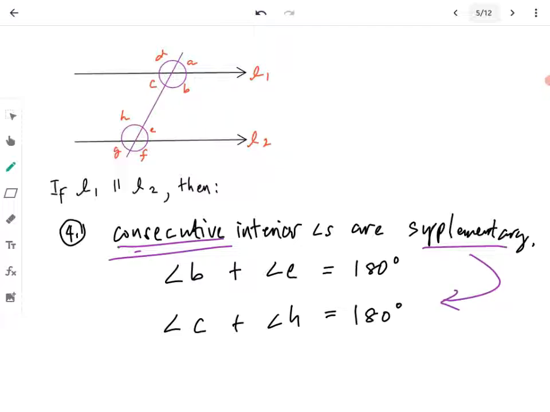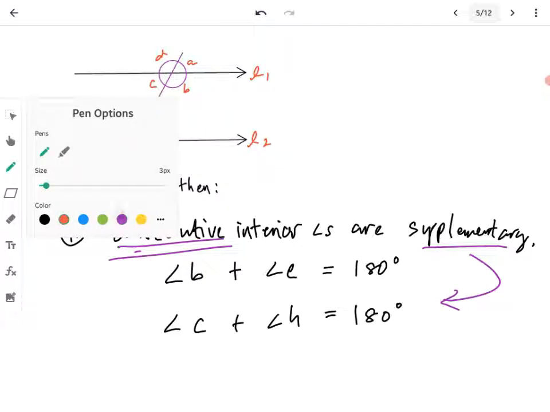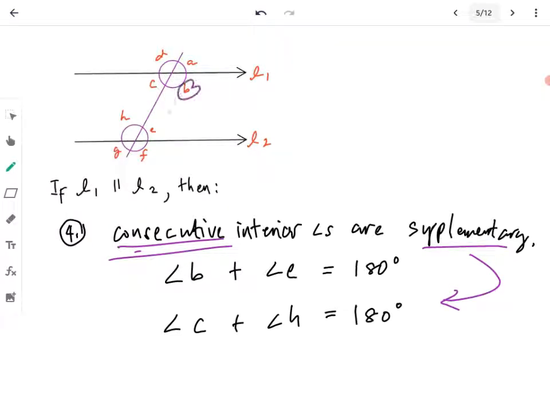So as you can see here, the consecutive interior angles are B and E. As you notice, they are on the same side of the transversal, and they are inside the parallel lines. The same goes for C and H. They are also consecutive interior angles. So when we add them, they are supplementary, meaning their sum is 180 degrees.